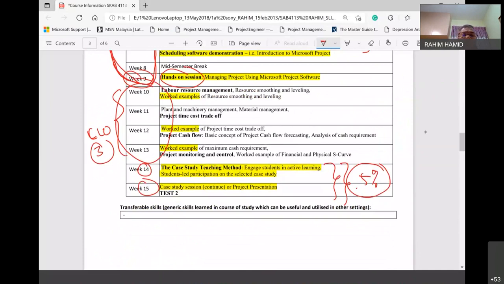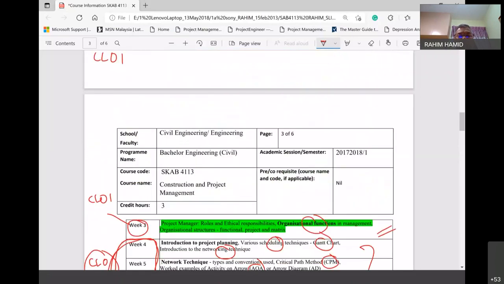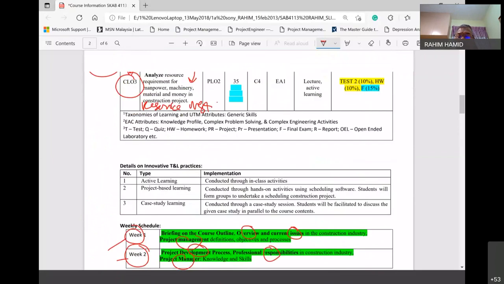Okay, so SEAA4113 would be everything that you learn after we completed the hands-on session on planning scheduling. It will cover a few topics such as labor resource management, and then plant and machineries, project time-cost trade-off, and then project cash flow, and lastly, project monitoring and control. So it is quite a big topic to cover as well. So that's why we give you a big portion of the mark from this part.